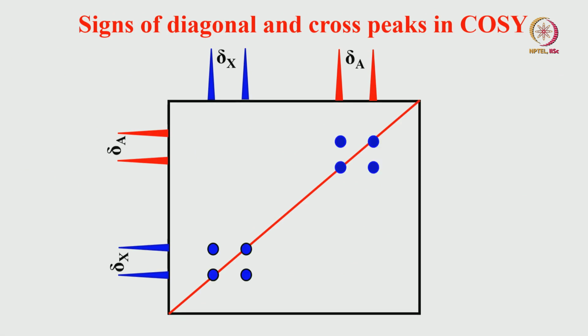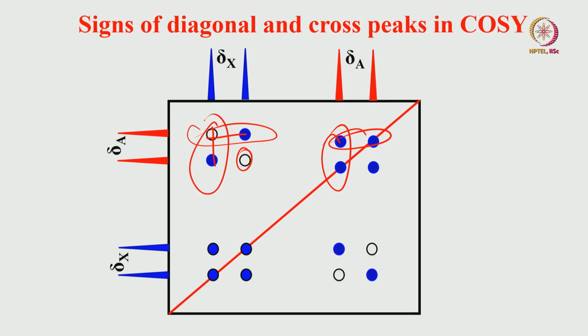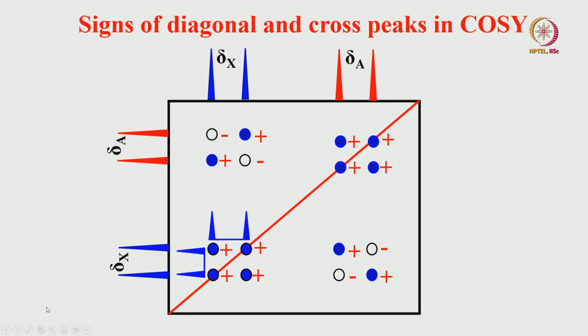If I say closed circle is positive and open circle is negative, that means here negative, positive, positive, negative, positive, positive, positive, positive. Both dimensions positive. Here one dimension positive, negative, the other dimension also positive and negative, 2 peaks. So, they have antiphase character like this, plus plus, minus minus. So, if you want to plot the spectrum, this will be like this.